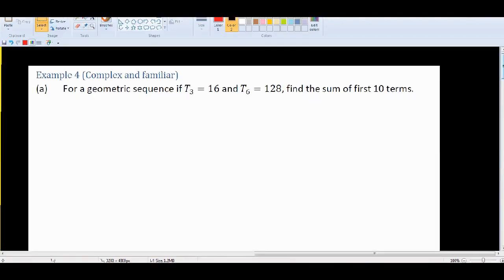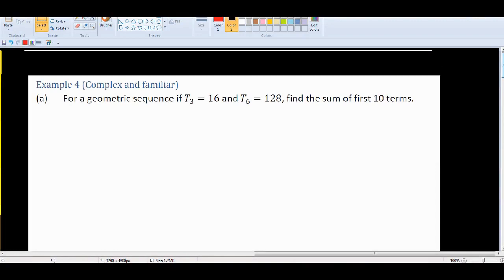Okay, so let's see example 4. Example 4 will give you two conditions: T3 equal to 16, T6 equal to 128. Find the sum of the first 10 terms. If you remember, I've taught you one general formula for between two particular terms in a geometric sequence, right? So we use this one.